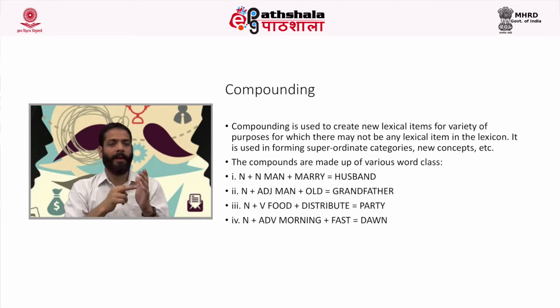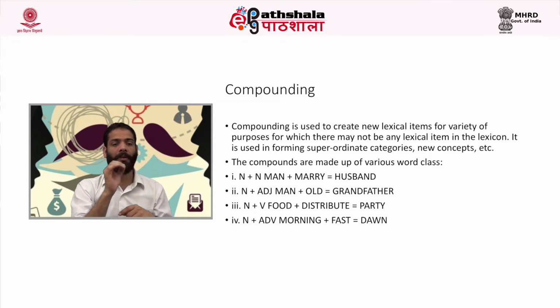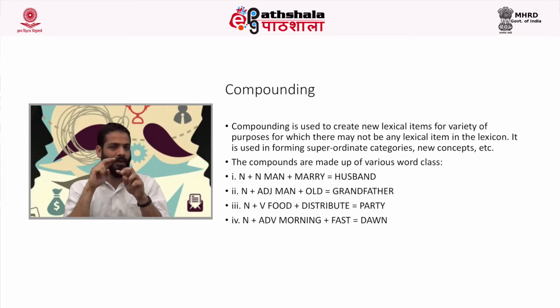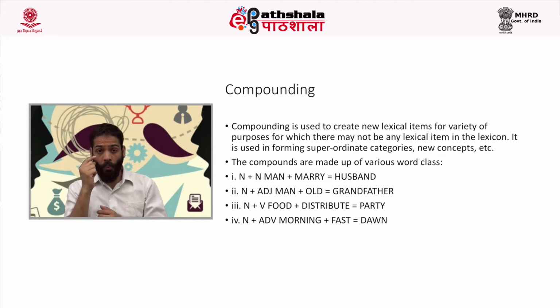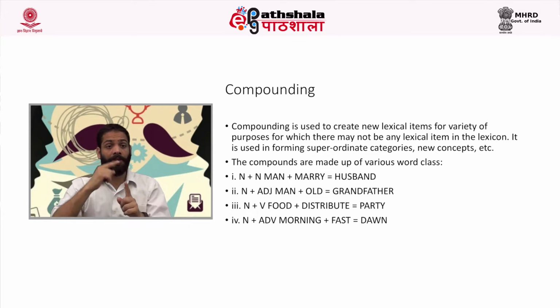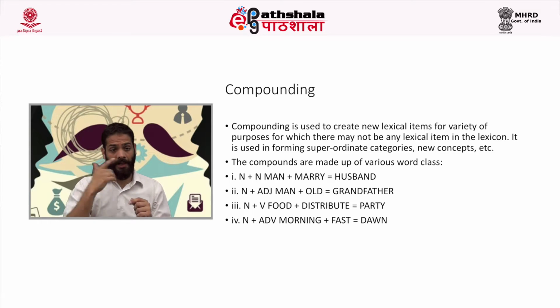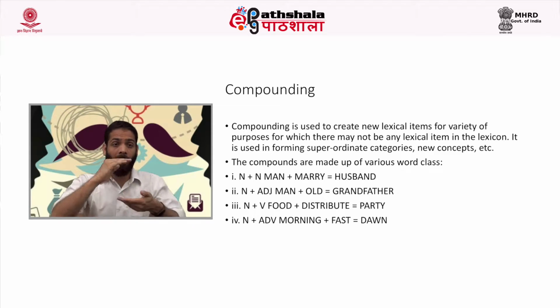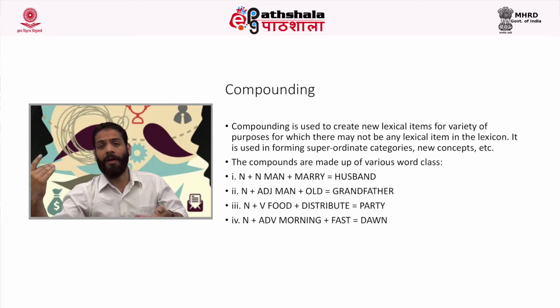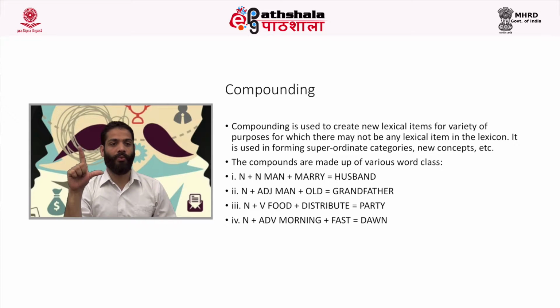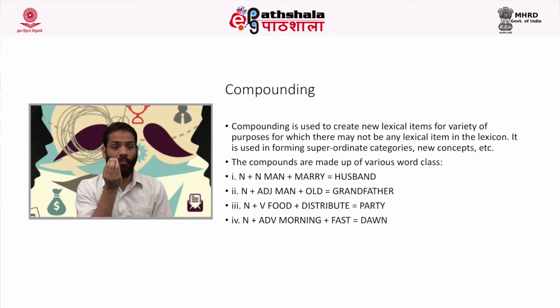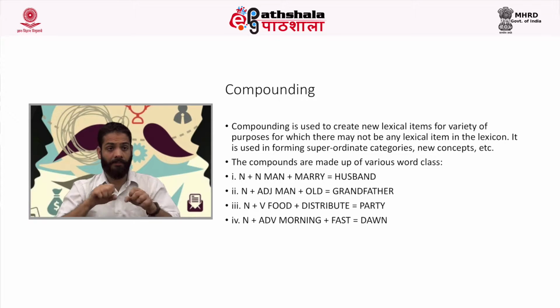Now, we'll show you the exocentric compounds. The example would be face plus fine is beautiful. Woman plus marry plus brother would be brother-in-law. Morning plus fast is dawn. Marry plus break is divorce. So these were a few examples of the endocentric and exocentric compounds.